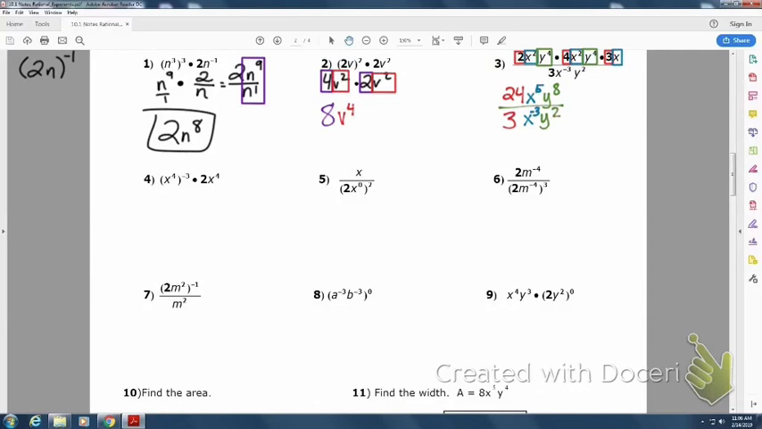Okay, so now I've got dividing like bases. So first, always do the coefficient first. That's going to be the easiest part. 24 divided by 3 is what? 8. Okay, and then I'm going to have x to the 5th divided by x to the power of negative 3. So what is 5 minus negative 3? 8. If you have to write that out, do it. Okay, negative, negative, that becomes a positive. So I've got x to the 8th. What is 8 minus 2?